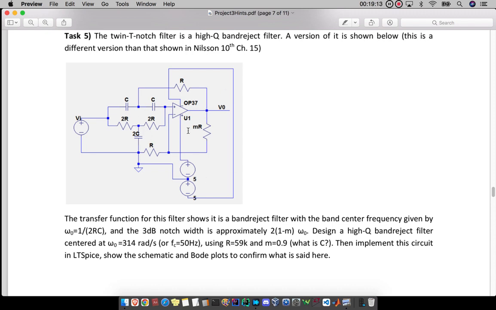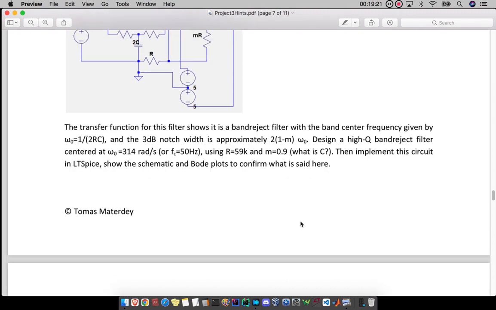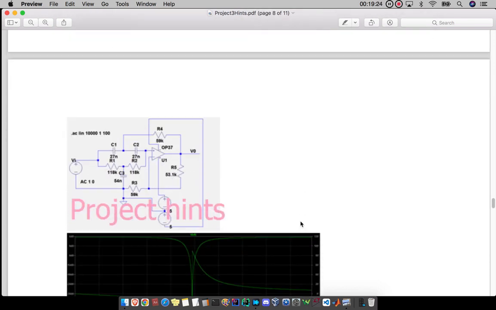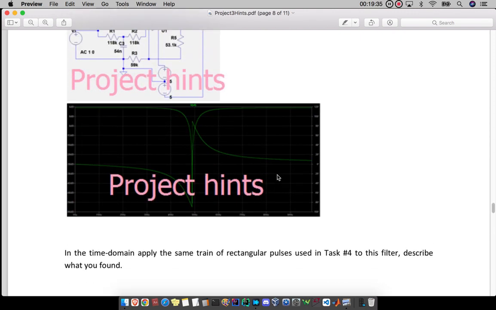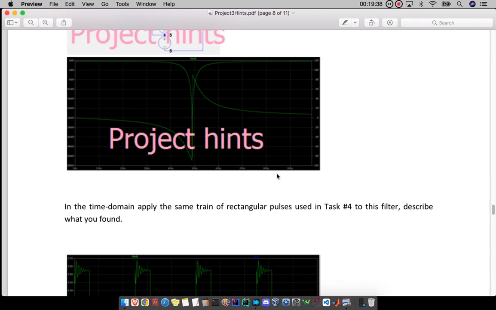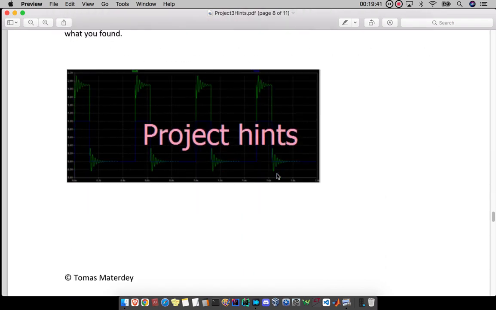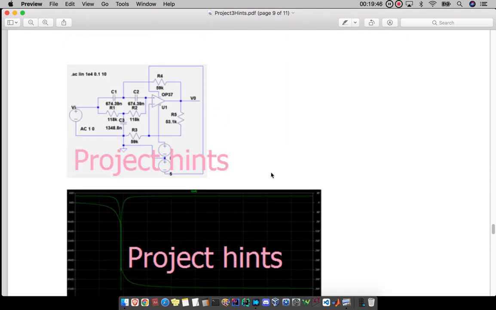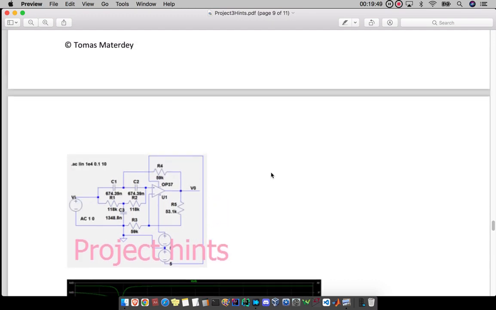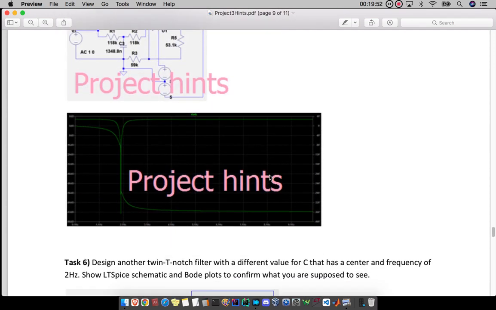Pretty straightforward as far as setting up the schematic. And then you implement the circuit and show both plots. Everything's given right here. This is the expectation for both plots in task 5. And it looks like we're doing more than one schematic at this point.